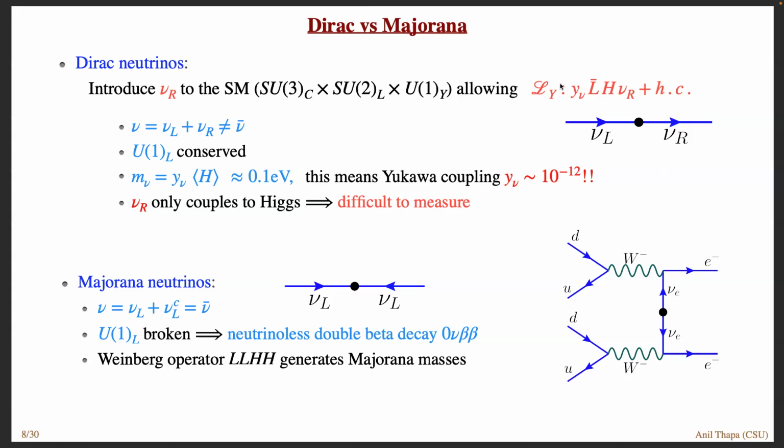And this kind of Majorana neutrinos can be generated through the Weinberg operator LLHH. I'll just give a brief introduction to that as well. I'll talk about Majorana neutrinos, and then I'll talk about Dirac neutrinos. You'll see why getting Dirac neutrinos from a model perspective is so hard, compared to Majorana neutrinos.